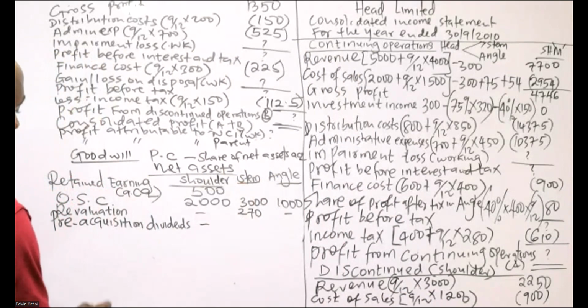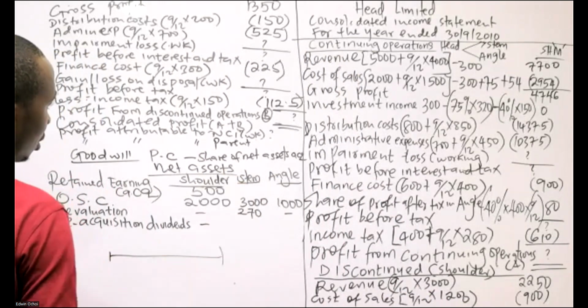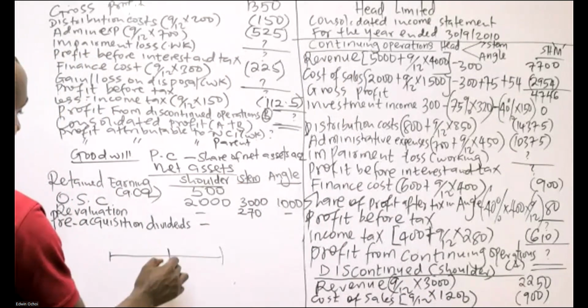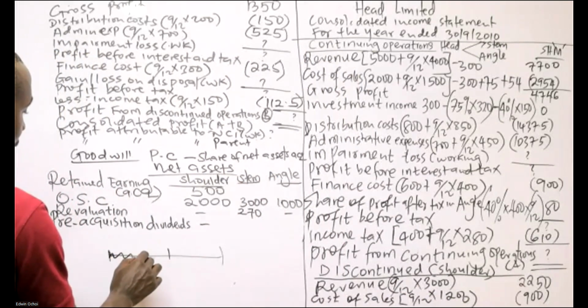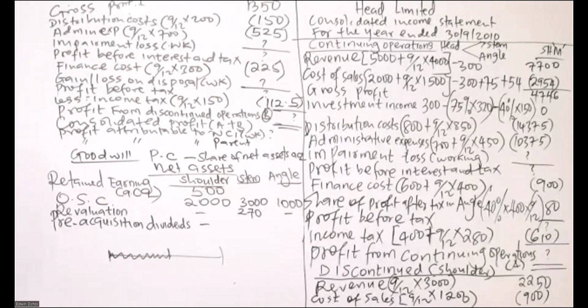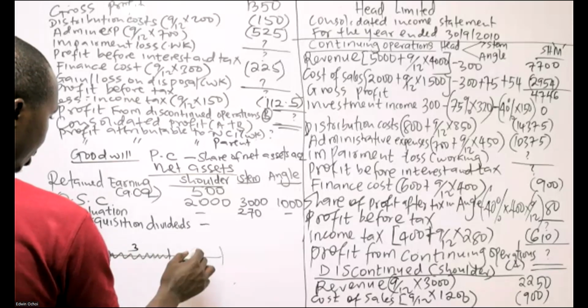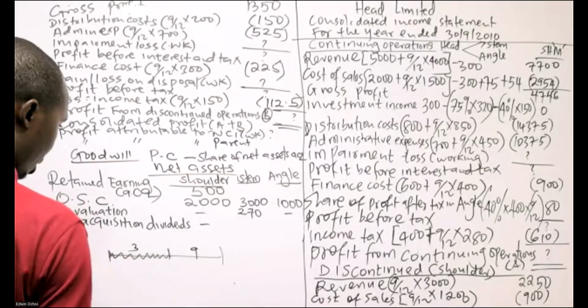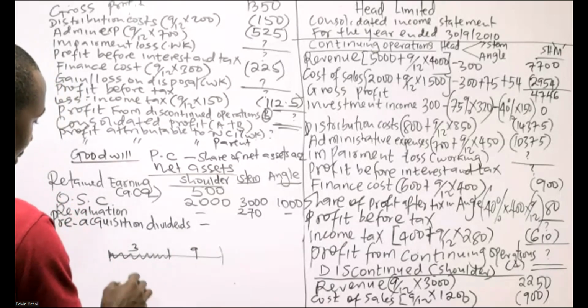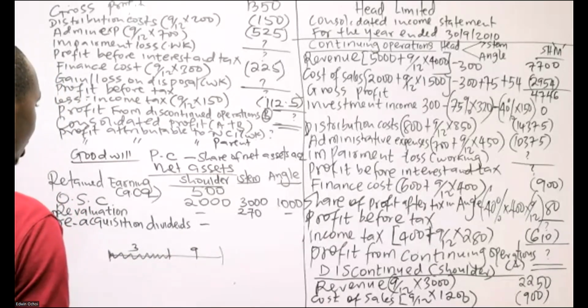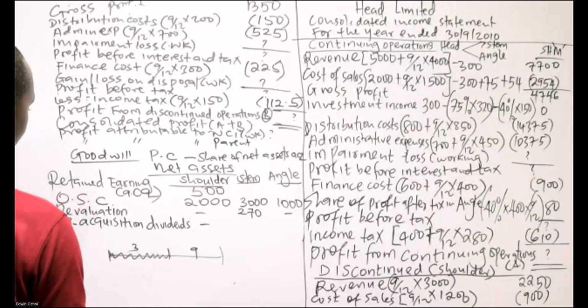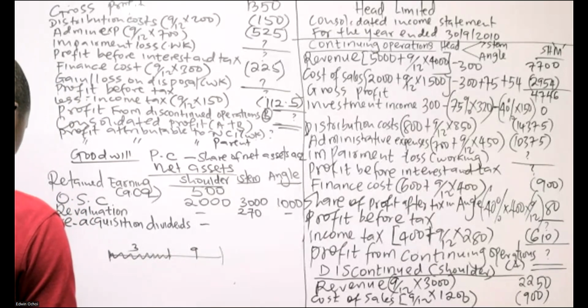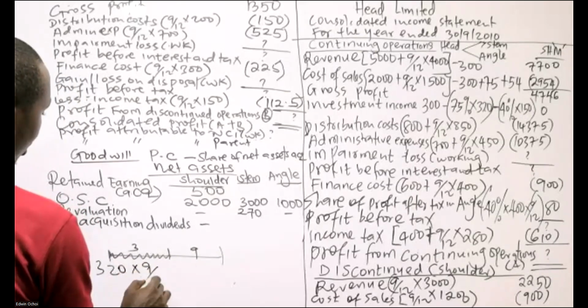Pre-acquisition period. Like now, Stem was acquired on which date? January. The pre-acquisition period is this period, the first 3 months. Well, this one was 9, from January to the end of the year was 9. So we need to determine the pre-acquisition dividends which Stem paid. Stem paid a dividend of 320, so times 9/12.